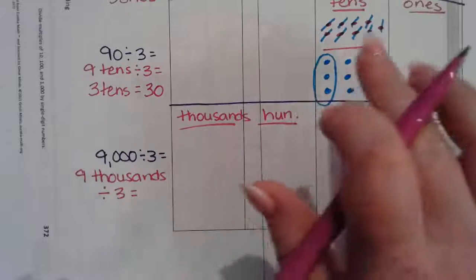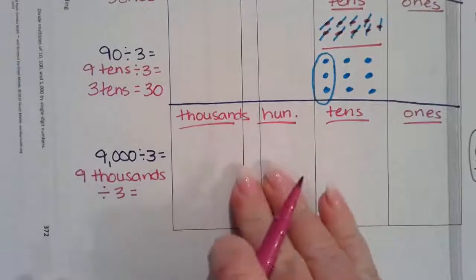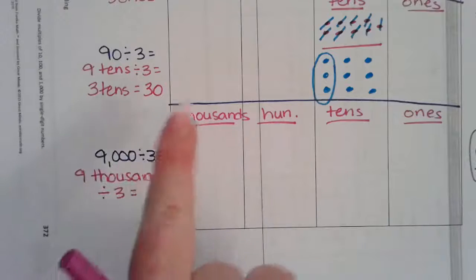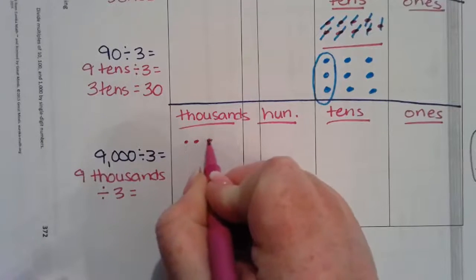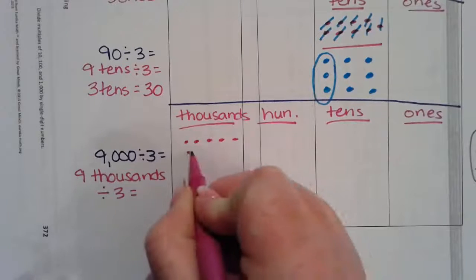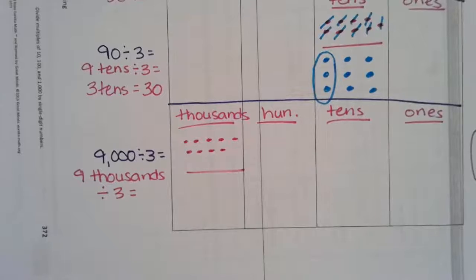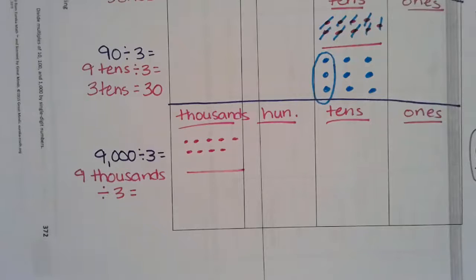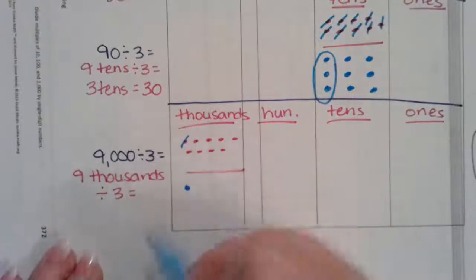So instead of drawing my model in the ones or the tens or even the hundreds, I'm going to want to draw my model in the thousands place. So I'm going to go ahead and draw my 9 thousands. Okay. And I'm going to divide just like I did before. Alright, so I need 3 groups, and I'm going to cross off as I go along.